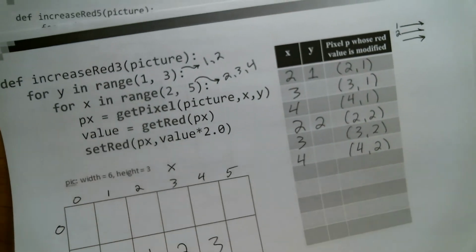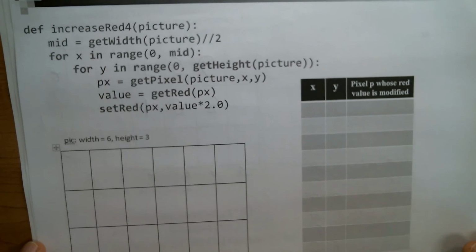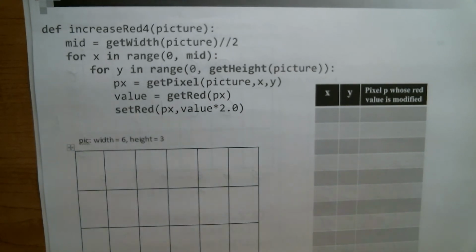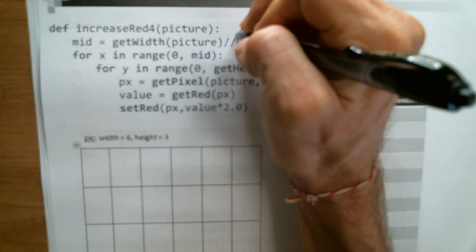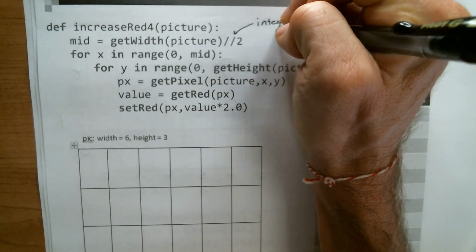All right, let's keep going. I mean, these are just too much fun not to keep going. All right. Increase red for picture. Mid equals get width picture divide 2. Now, we did this probably the very first day we did Python, but you may not remember it. This is how we do integer division.